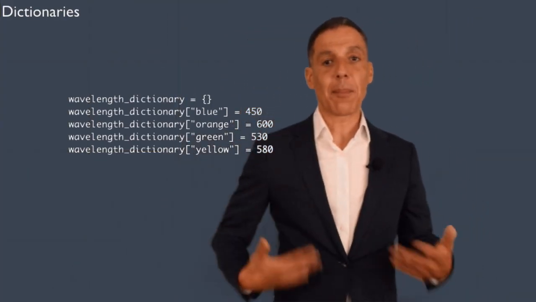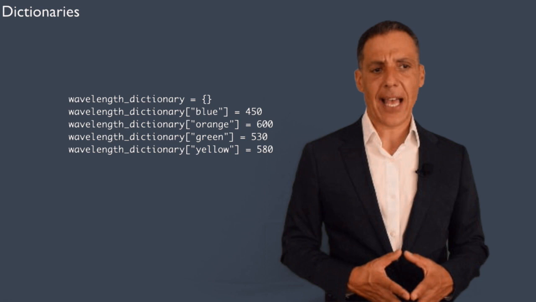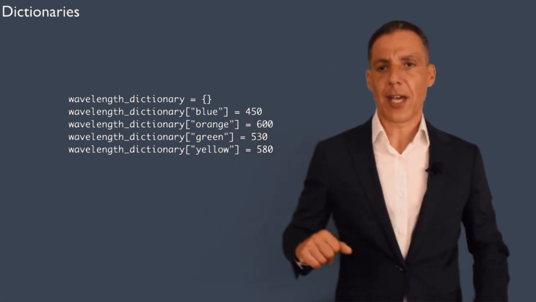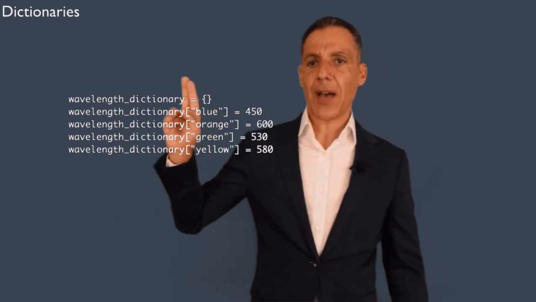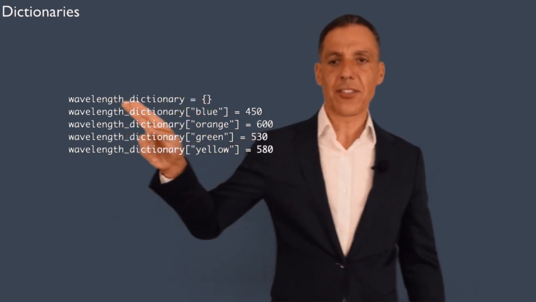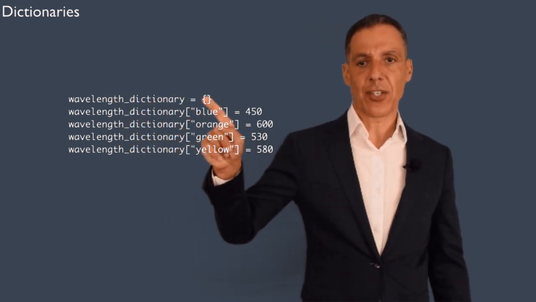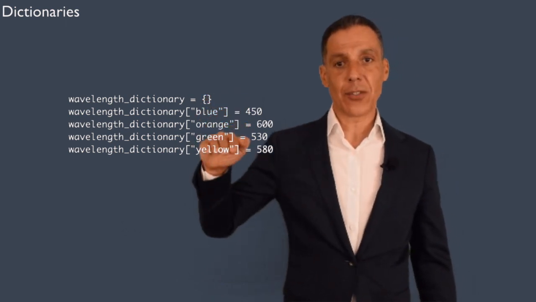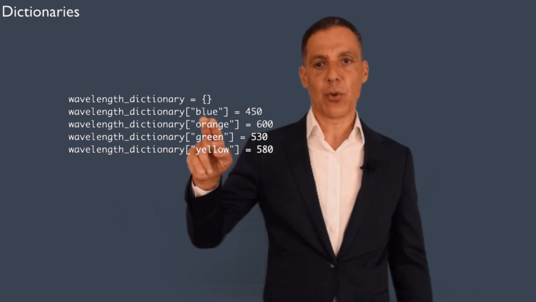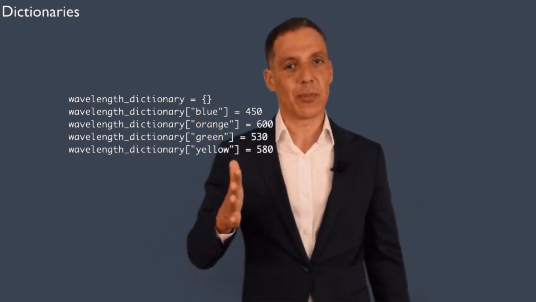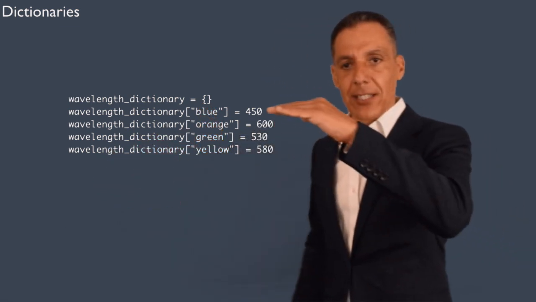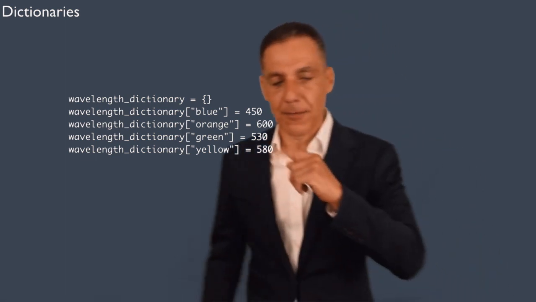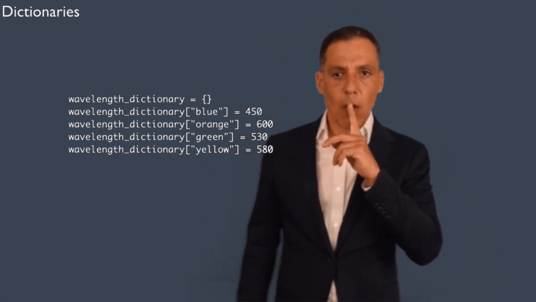All right, so let's look at a couple of examples and try to understand how exactly this is working. And then we'll get into the various algorithms and the runtime complexity. So let me define a wavelength dictionary to be an empty dictionary, open curly bracket, close curly bracket. And let me put 4 values into the dictionary, indexed on blue, orange, green, yellow, different parts of the visible light spectrum, with wavelengths 450, 600, 530, and 580.